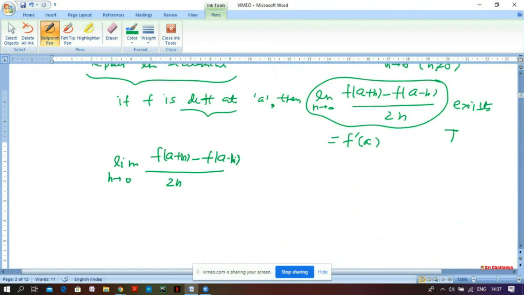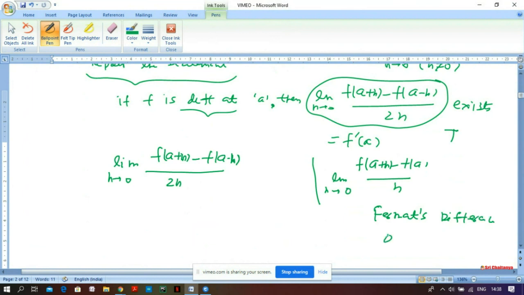This is called centered quotient, or centered difference quotient. It is a difference, but centered means it is around a plus h and a minus h. The usual quotient is f of a plus h minus f of a over h, limit h tends to 0. This was known as Fermat's difference quotient. Spelling is Fermat, but it is pronounced Fermat. This is the quotient we use in the definition.